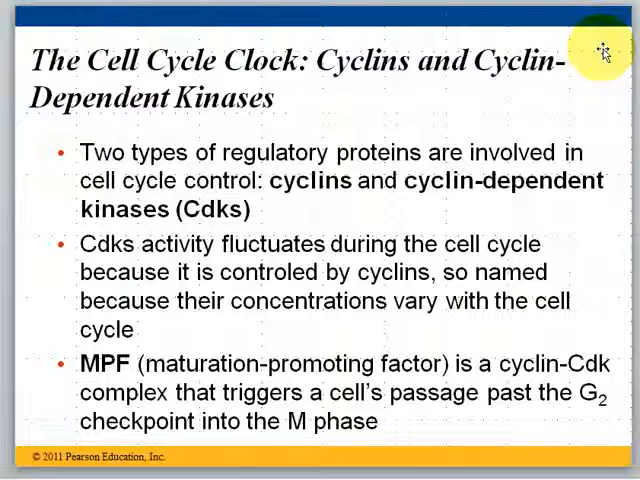So there at G2, right before we get to the M phase, there is a checkpoint. And whether or not we go past that checkpoint is dependent upon this MPF. This MPF, this maturation promoting factor, or we could call it an M-phase promoting factor, is a cyclin-dependent kinase, and it is controlled by the amount of a particular cyclin within the cell. And if there's a certain amount, it allows this to proceed, and it triggers it past G2 and into the M phase where it goes ahead and divides.